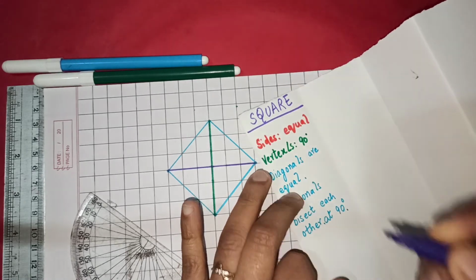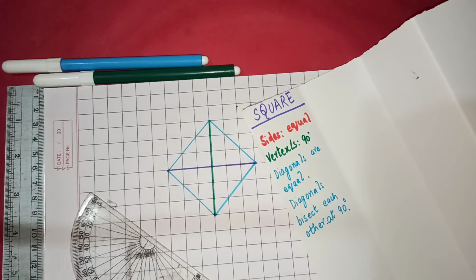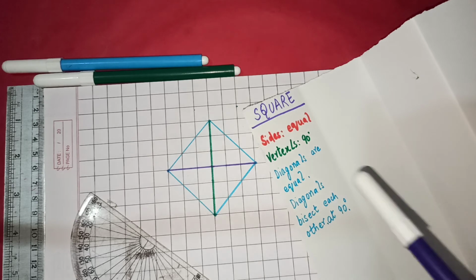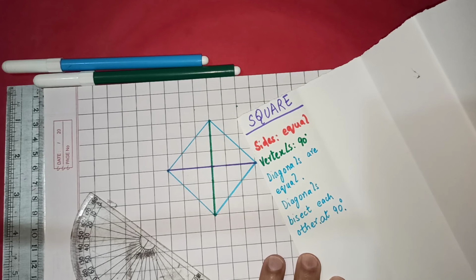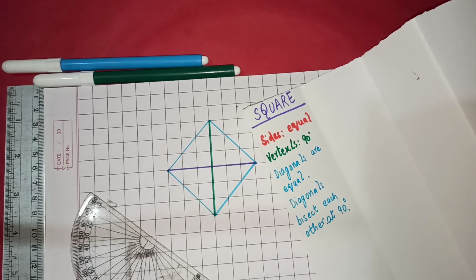In my eyes, it is a perfect gentleman. See, all the sides are equal, vertex angles are 90 degree, diagonals are equal, diagonals bisect each other at 90 degree. So this one is a square.